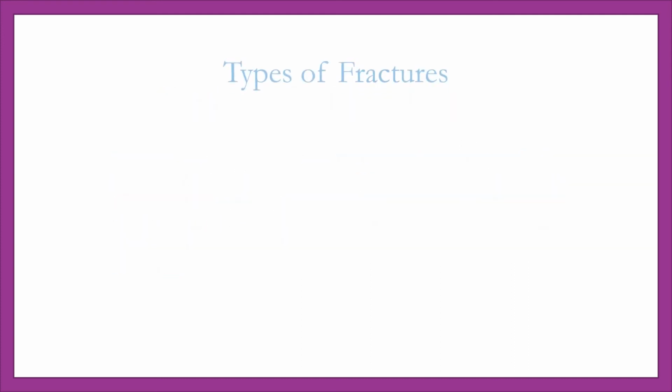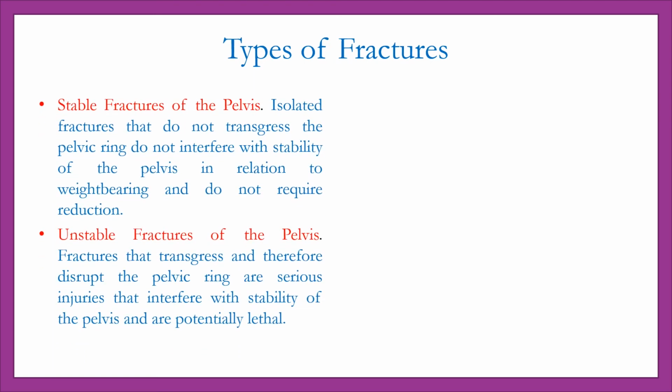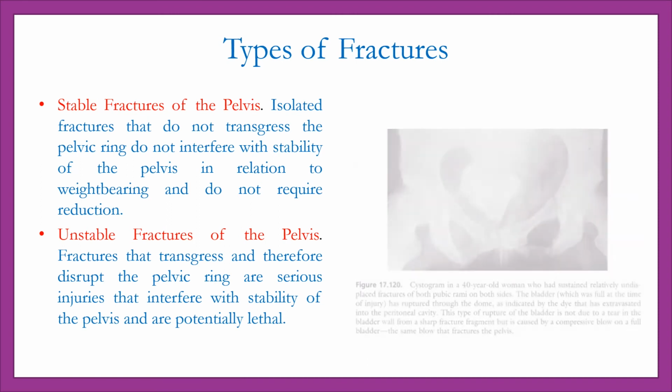Types of fractures. Stable fractures of the pelvis: isolated fractures that do not transgress the pelvic ring, do not interfere with stability of the pelvis in relation to weight bearing, and do not require reduction. Unstable fractures of the pelvis: fractures that transgress and therefore disrupt the pelvic ring are serious injuries that interfere with stability of the pelvis and are potentially lethal.